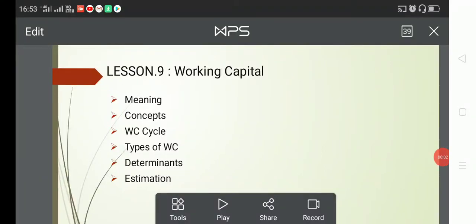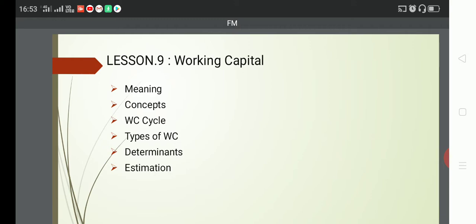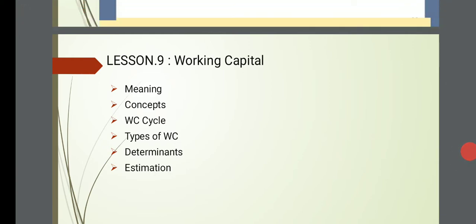Good evening, everyone. Now we'll start lesson 9, which is working capital. And this is also the fifth unit, the last unit of the syllabus. After this, we have a couple more chapters to finish. Working capital, we'll discuss meaning, concept, working capital cycle, types of working capital, determinants, and estimation.